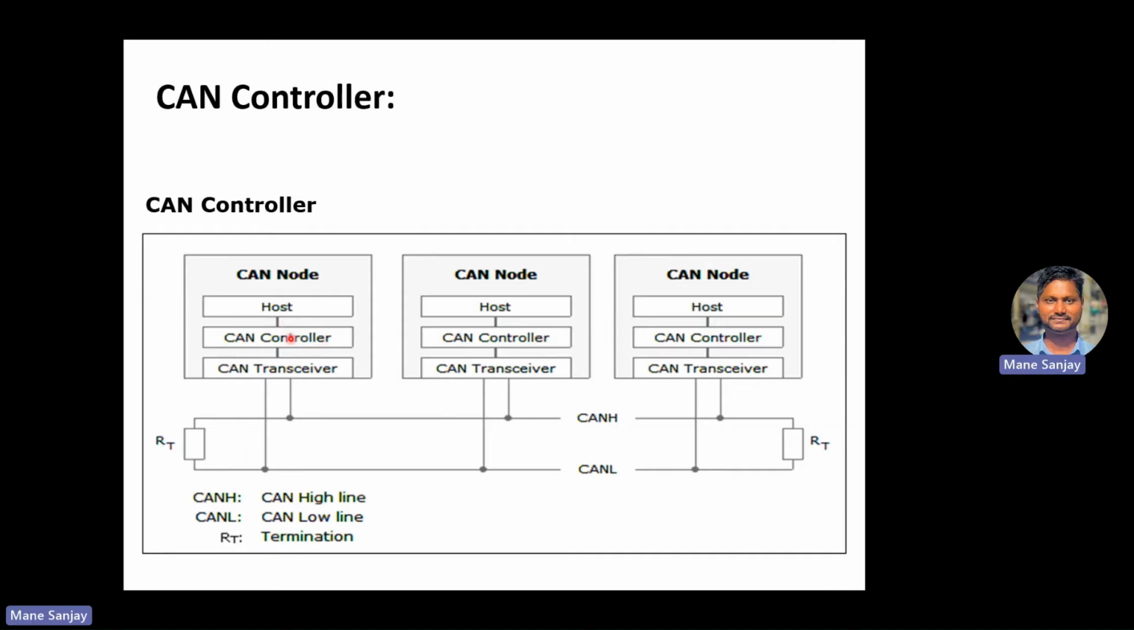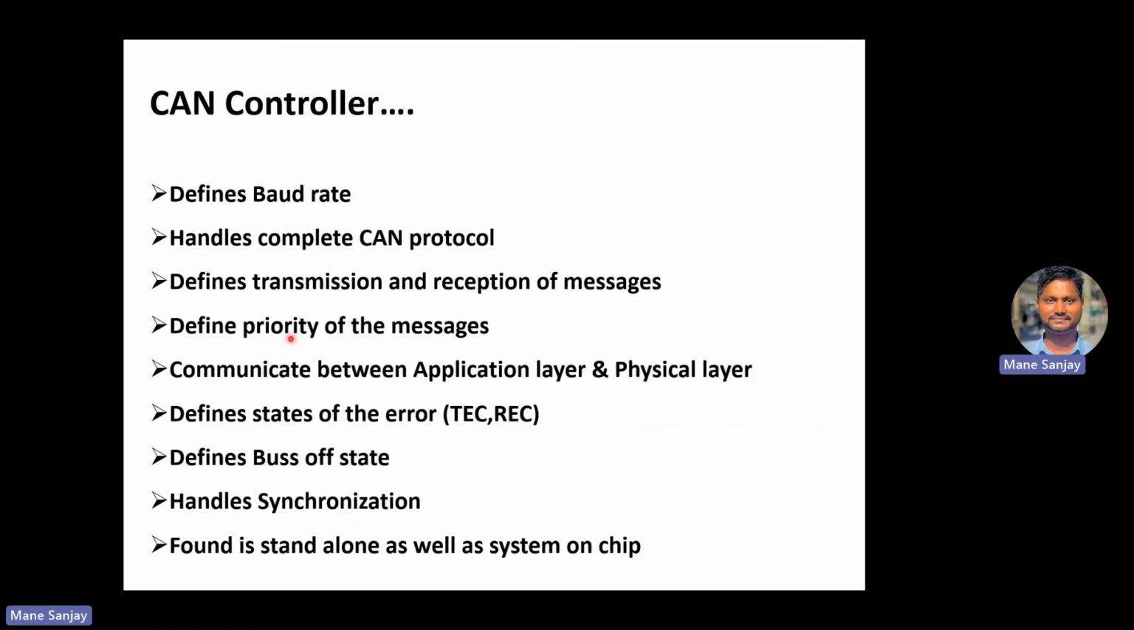Okay, so what is the role of the CAN controller? The CAN controller defines the baud rate. You can program the baud rate. If you want the baud rate to start from 125 kbps, or 250 kbps, or 500 kbps, you can program it with the help of the baud rate prescaler and the oscillating frequency. You can define that. It's very easy.